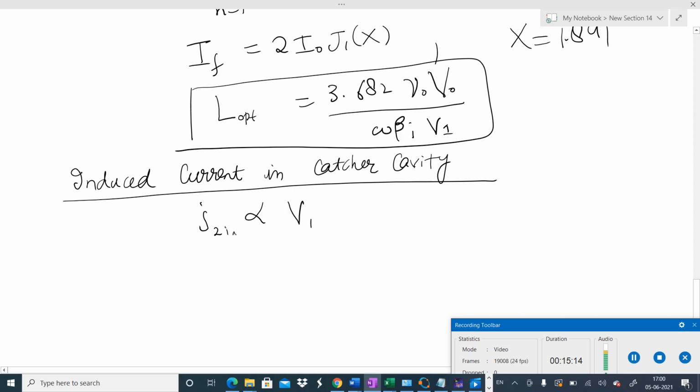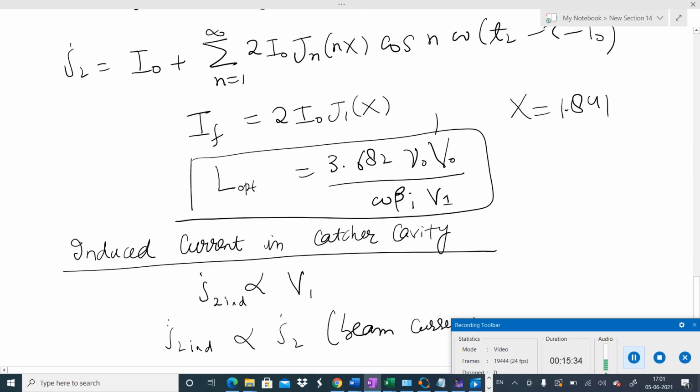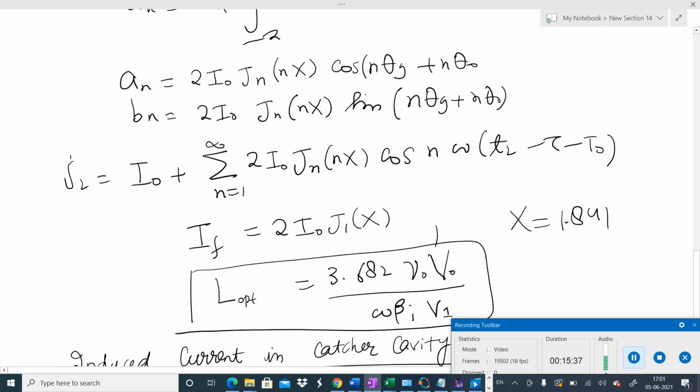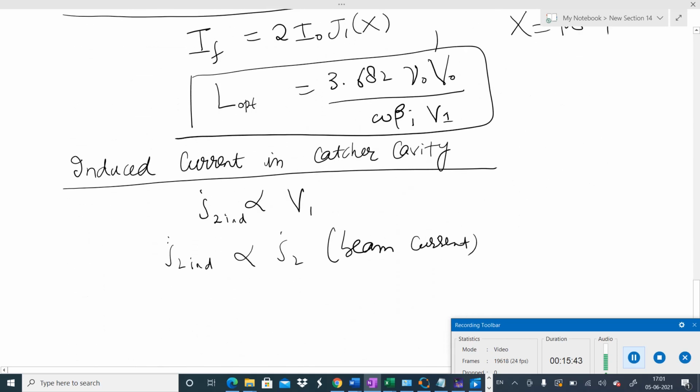Let me say I2 induced. It will in turn be proportional to I2, because I2 is the current, also called the beam current, which is generated because of the current modulation process we have explained here. This beam current will induce the current in the walls of the catcher cavity, which is called I2 induced. So I2 induced will be equal to some constant times I2.